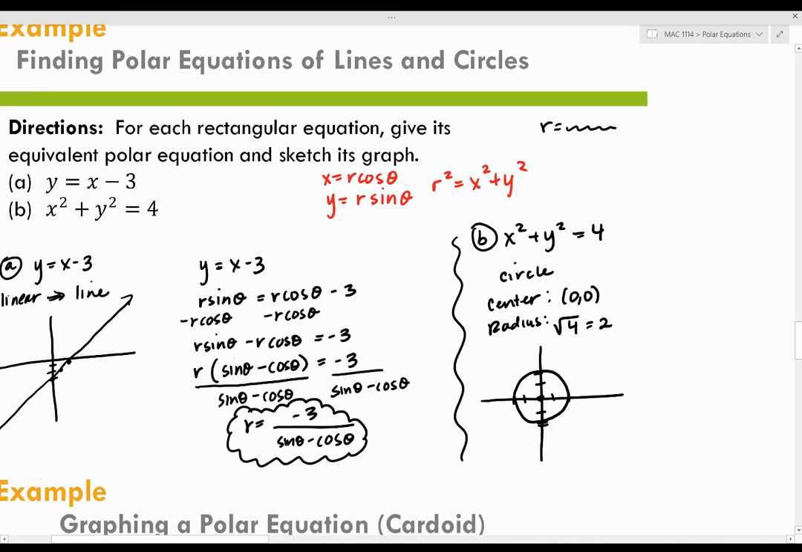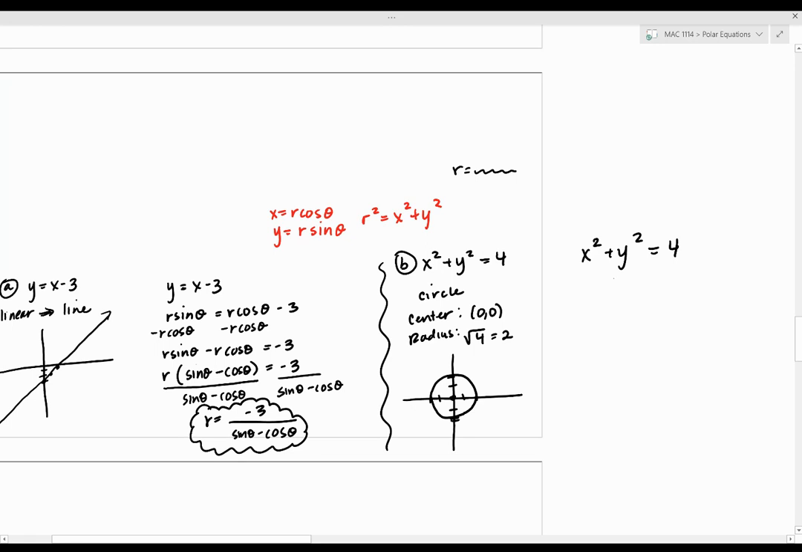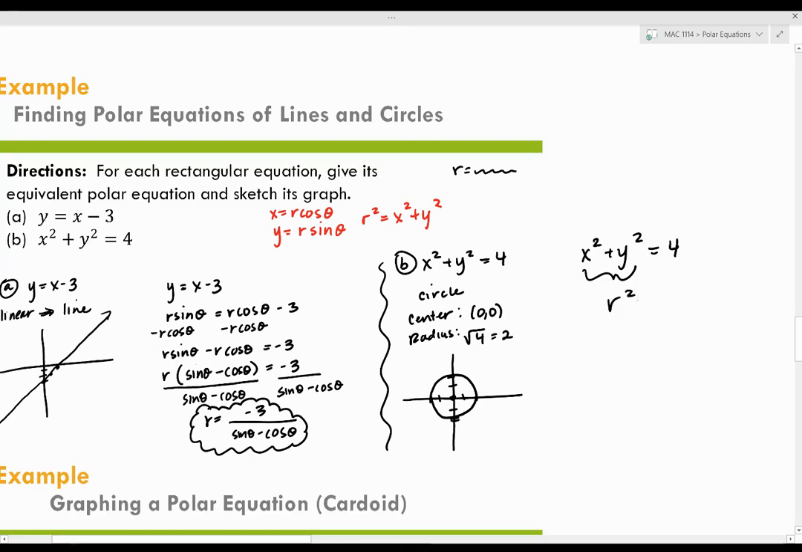So I know that when I convert this to a polar equation, I better get a circle back because they need to give me the same shape. So I have x squared plus y squared equals 4. Now I'm going to use my conversion factors. Well, I have a conversion factor that says x squared plus y squared equals r squared. So I can replace this whole quantity with r squared equals 4, and then I can square root both sides. So r equals plus or minus 2. That is the equivalent polar equation. And if you place this into the calculator, you will get a circle as well.